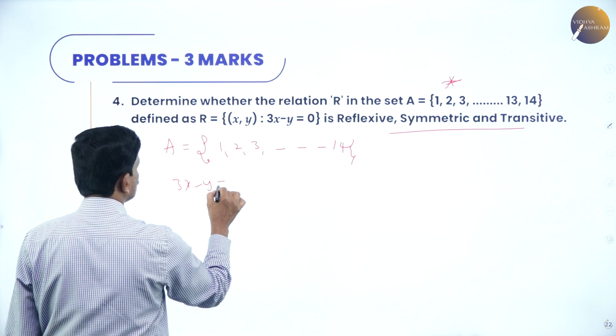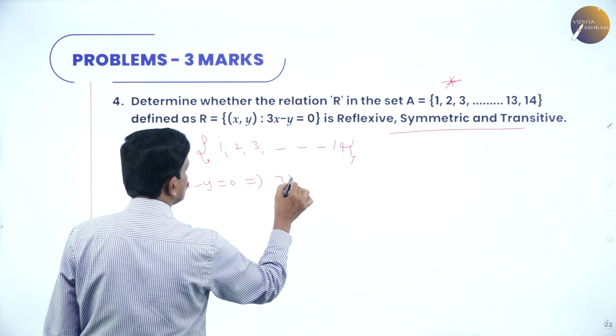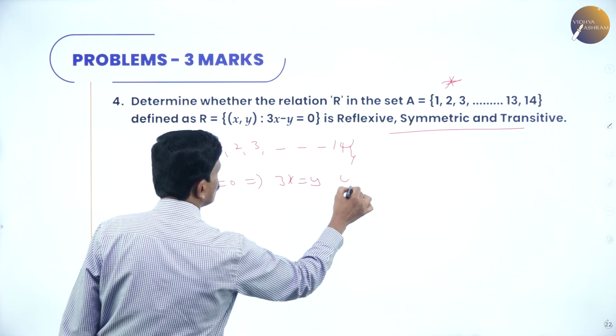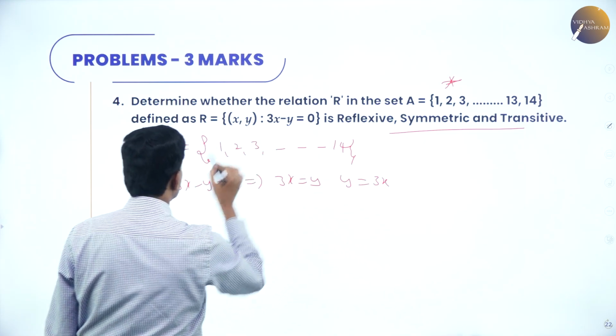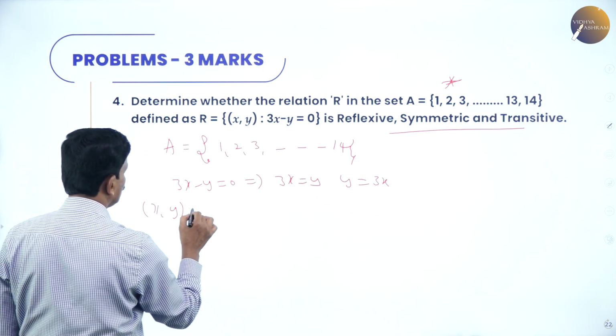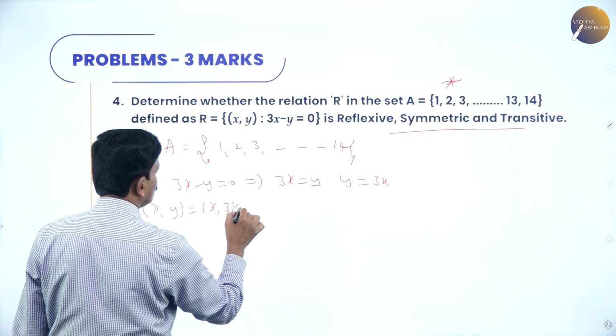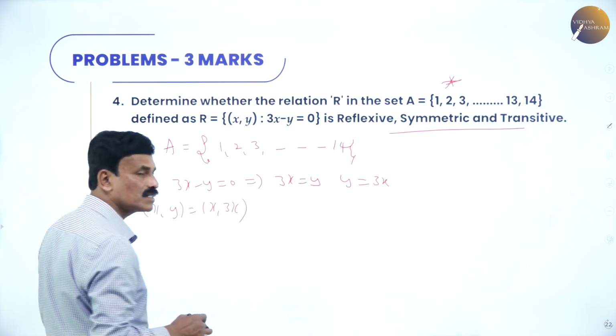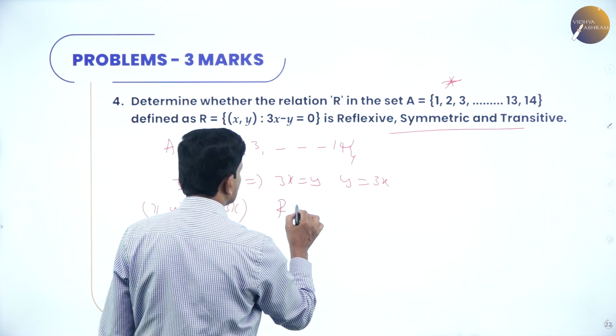What is that condition given? 3x minus y is equal to 0, which implies 3x is equal to y. That means y is equal to 3x. Here (x, y) can be written as (x, 3x). Just write down the elements of (x, 3x), that's all.